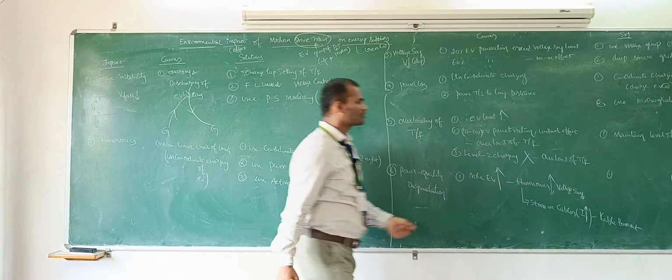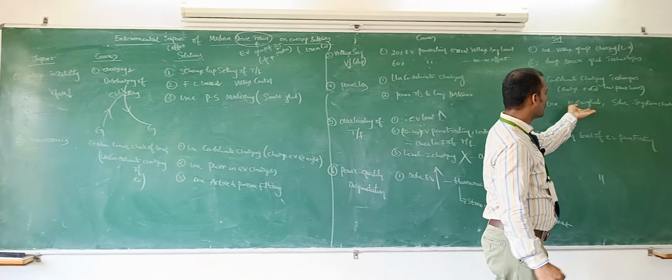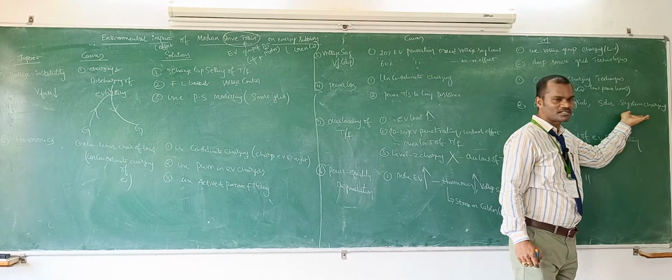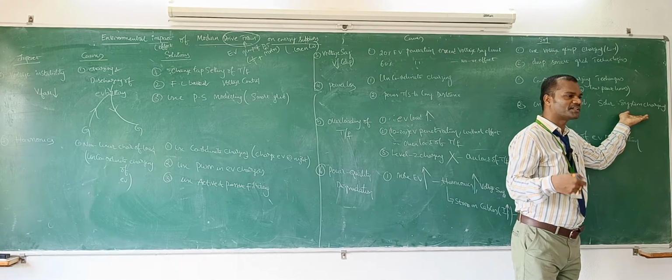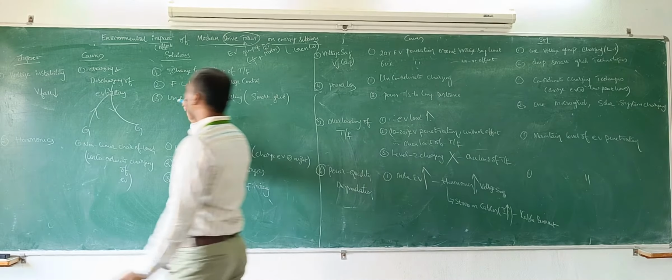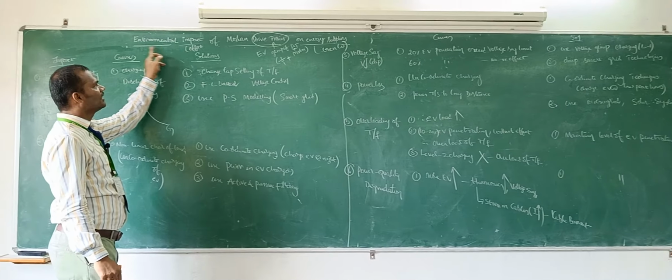What techniques do our power generating companies have to employ, like microgrid, smart grid, solar system charging, which the power generating companies have to implement. Okay, let's try to have a review of this. That's why this is called environmental effects.